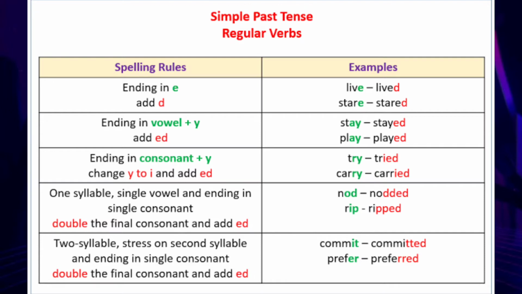And we have verbs that end with a consonant, vowel, consonant, like nod, rip, commit, prefer. Just double the last letter and put ED.